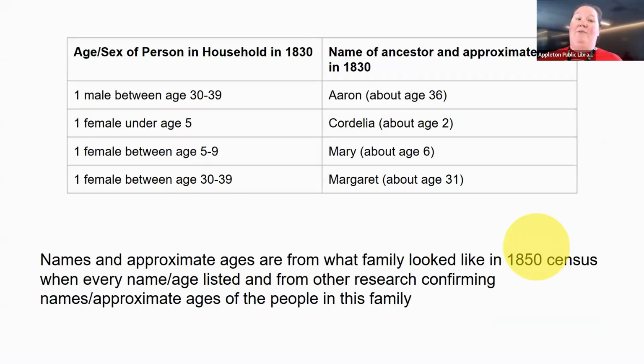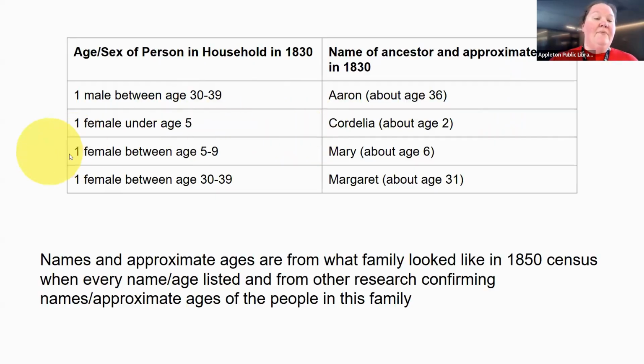So what I did is I wrote down each one of these tick marks and what they mean. One of the ticks was a male between age 30 and 39. Well, from my little cheat sheet about the family, I know Aaron's about age 36. That matches. There's a tick mark for a female under the age of 5. Well, I know Cordelia would have been about age 2.